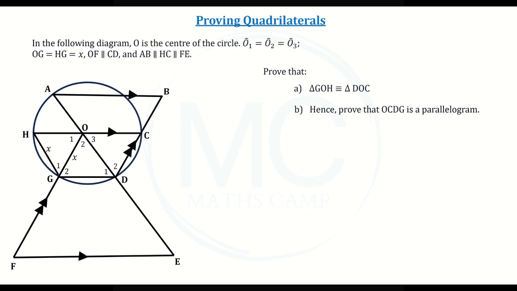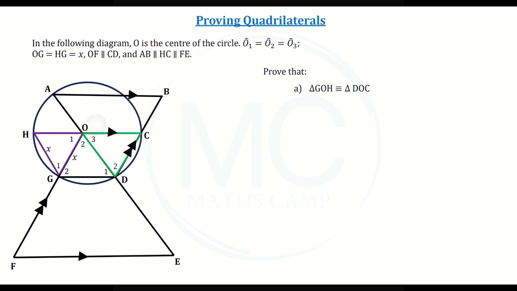Let's start with part A. Prove that triangle GOH is congruent to triangle DOC. This diagram may look very intricate and you may not have too much experience with circles, but the circle is actually there to help you. Let's make triangle GOH purple and triangle DOC green.